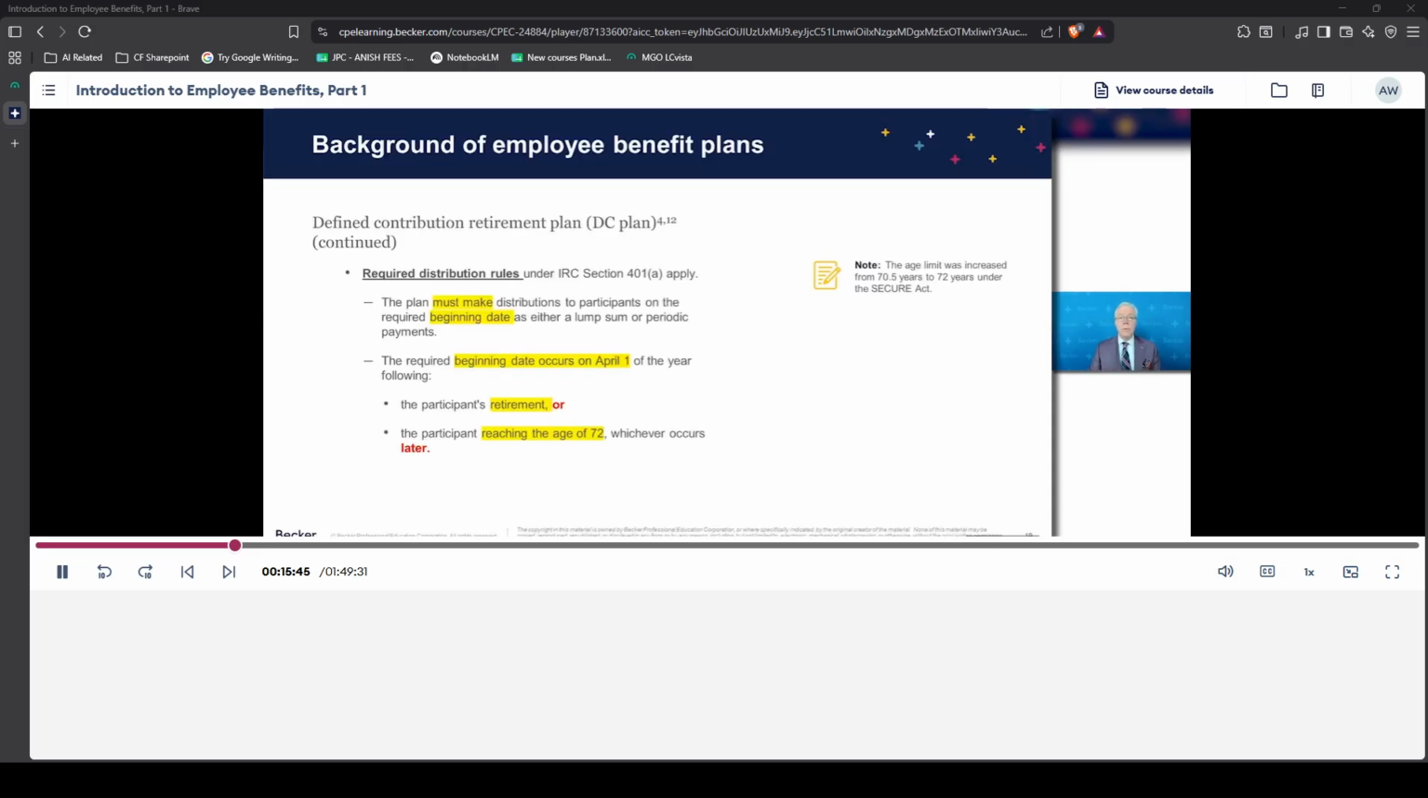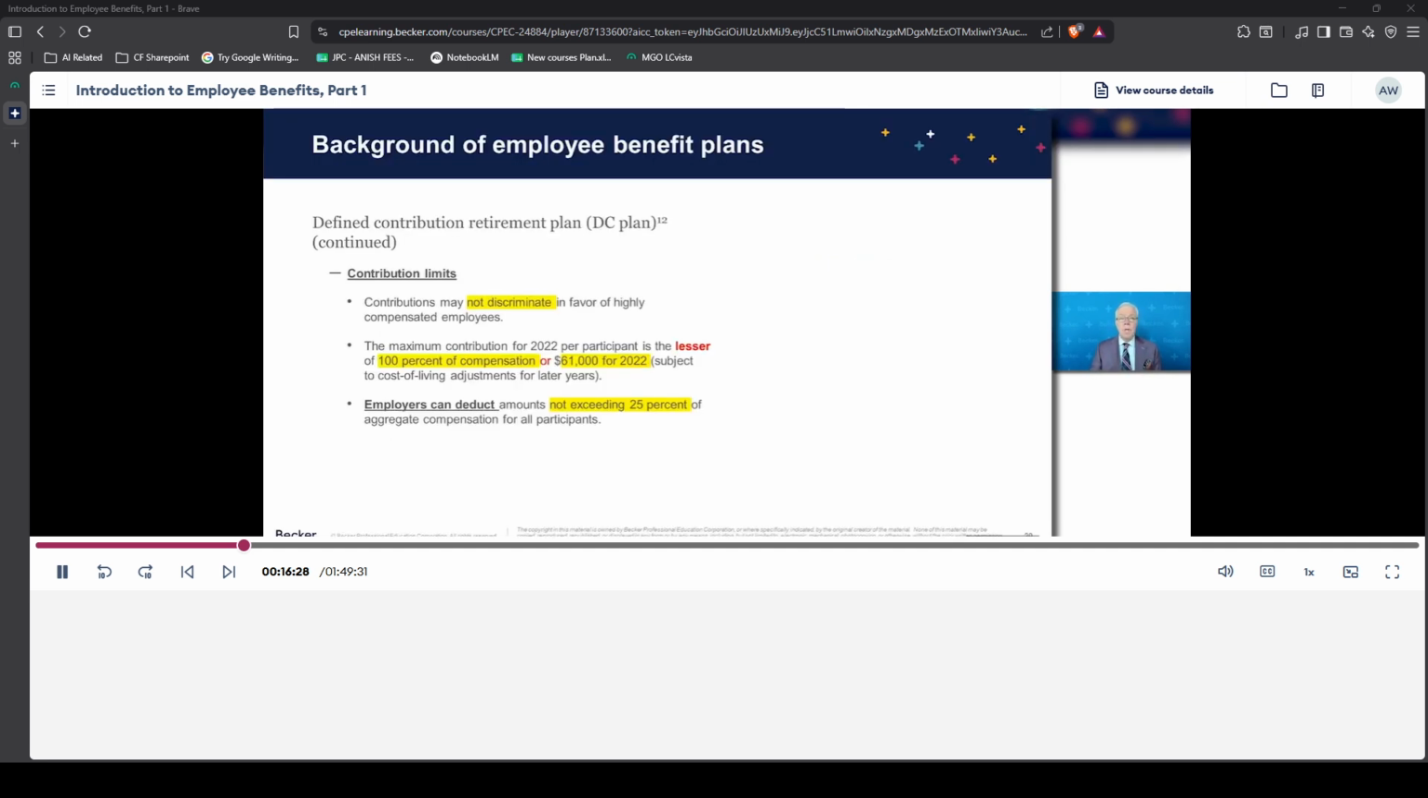Now, the required distribution rules, this you're going to hear quite a bit. The plan must make distributions to participants on required beginning dates as either a lump sum, they can take out the whole amount, or as monthly periodic payments. The required beginning date occurs on April 1, the year following their retirement, or when they reach the age of 72, whichever occurs later. That would be when you have to make the distribution. So therefore, in this case, you may have retired at 65 and decided you don't want any money until after 72 because you got another job, or maybe your spouse is still working, so you're still in a high income bracket.